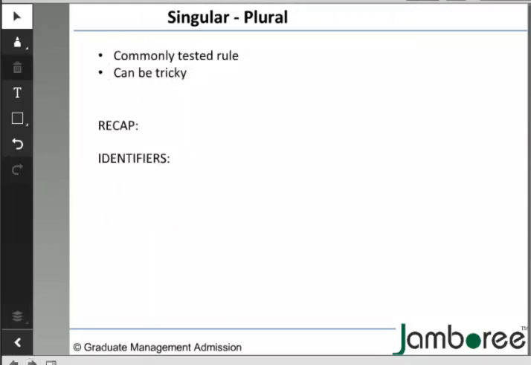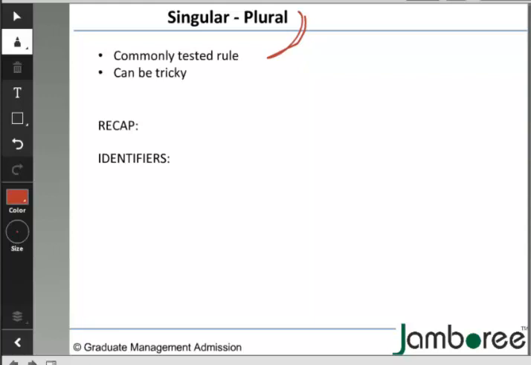Now I'll talk about identifiers, right? Of the hundreds of rules that we have already taught you, how do you know in what question what rule to apply? For that you need some clear identifiers or triggers. We talked about the triggers for parallel construction. So now the triggers for singular, plural. How do you know that the question is testing you on singular, plural?